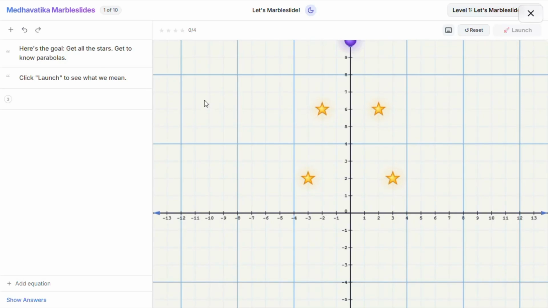Today we are going to use the power of algebra and coordinate geometry to solve some challenging puzzles. Our goal is to collect all the stars on the graph by launching marbles along a path we create using mathematical equations. Let us look at the first level.